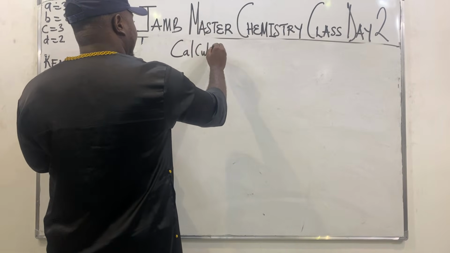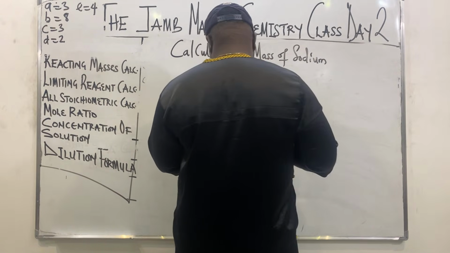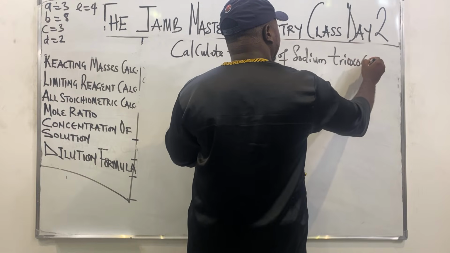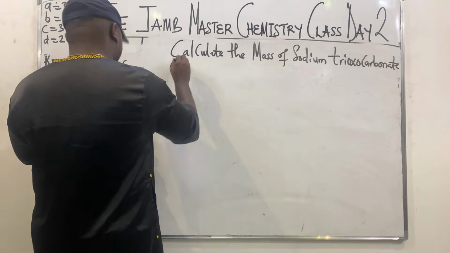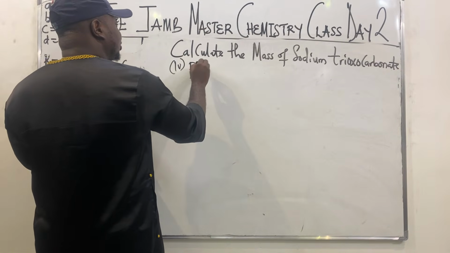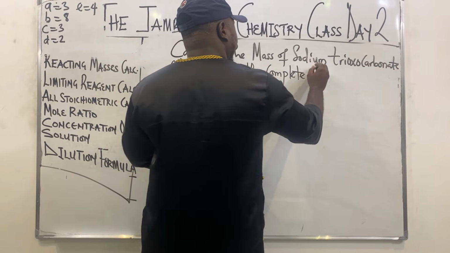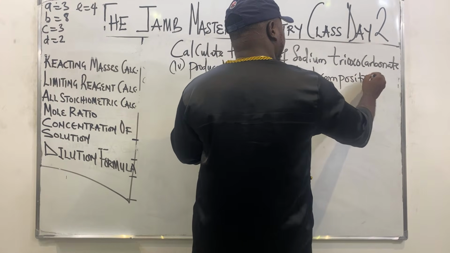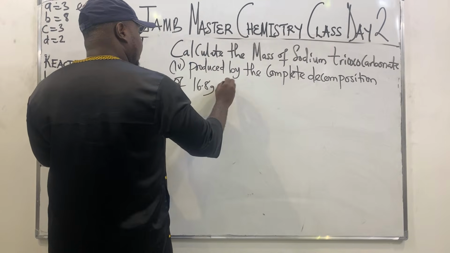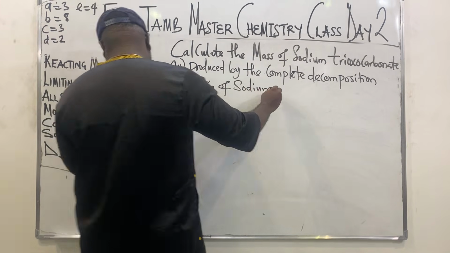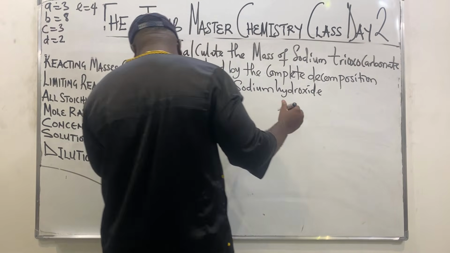Calculate the mass of sodium trioxocarbonate 4 produced by the complete decomposition of 16.8 gram of sodium hydroxide trioxocarbonate 4.